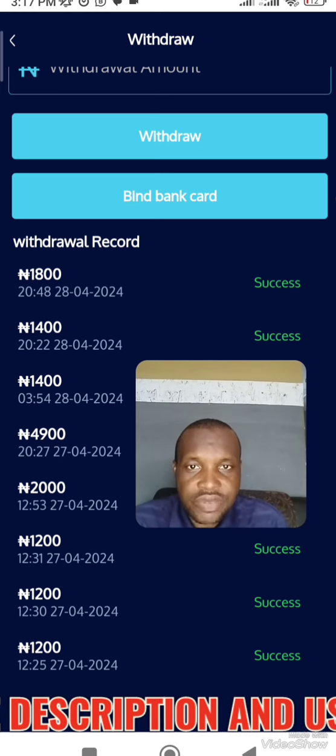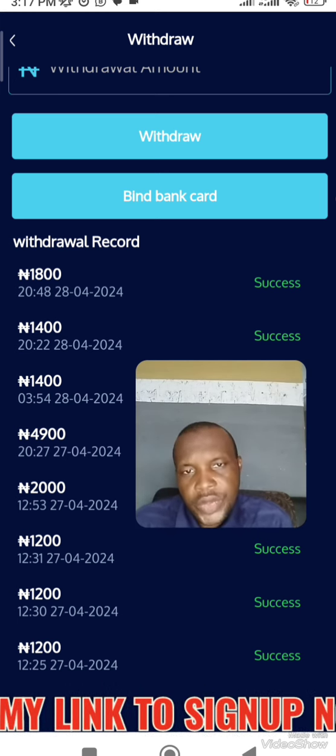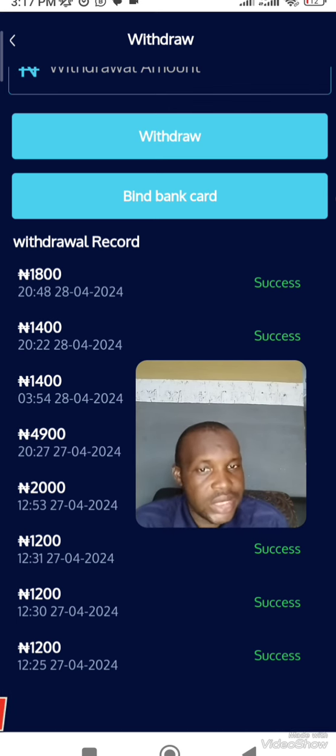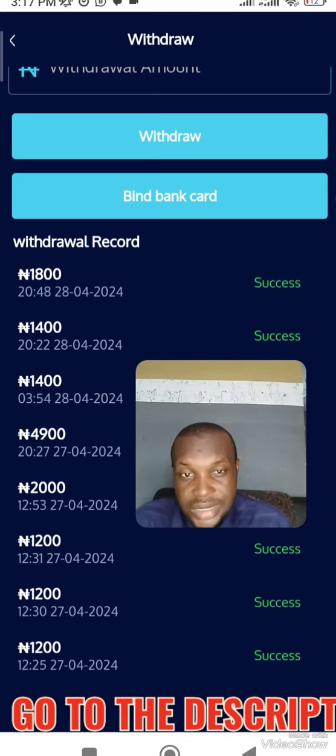I registered with 2007 and I registered it I think 2 or 3 days ago. Alright? And see how much I have made. If you calculate this now, I've made over 10,000 naira. Though it's not much anyway. I would have made more than that, but I didn't start earlier.